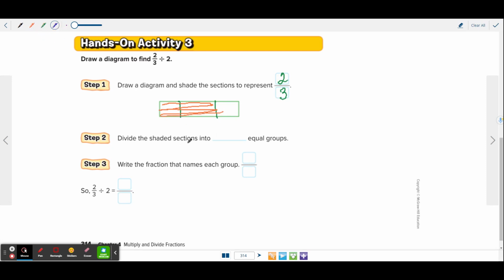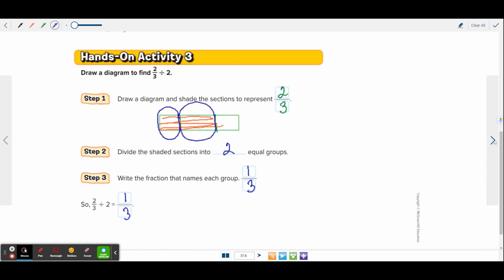Now we want to divide the shaded sections into 2 equal groups. We're dividing by 2. Okay. So here's 1 and here's 1. They're semi-equal because I didn't make the lines very straight, but so write the fraction that names each group. Each of these is 1/3, right? This is 1/3 and this is 1/3. So 2/3 divided by 2 is 1/3. Each of them is just one of the 3 sections, okay?